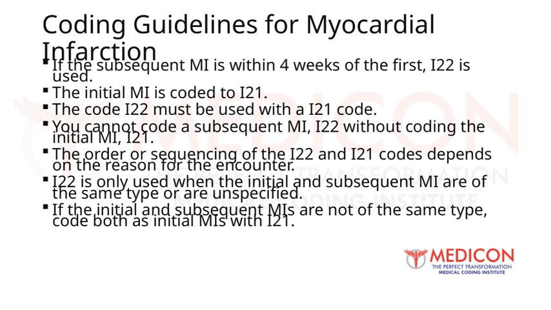Also, I22 is only appropriate if the initial and the subsequent MIs are of the same type or if their types are unspecified. If the initial and second MIs are of different types, then each should be coded as an initial MI, both using I21. To sum up, understanding when and how to use I21 and I22 correctly helps ensure accurate documentation and billing, which ties back to our overall goal of precise and consistent coding practices.